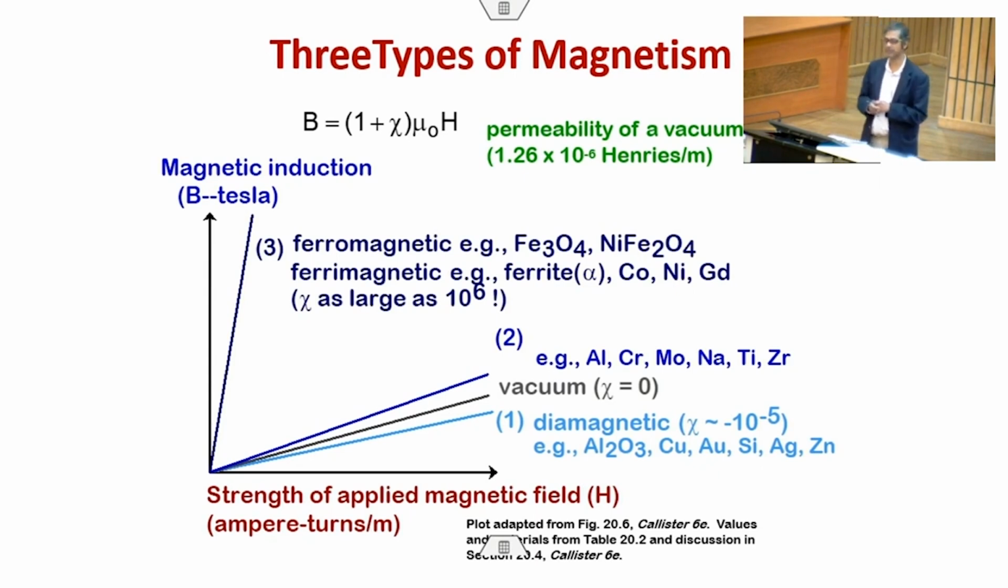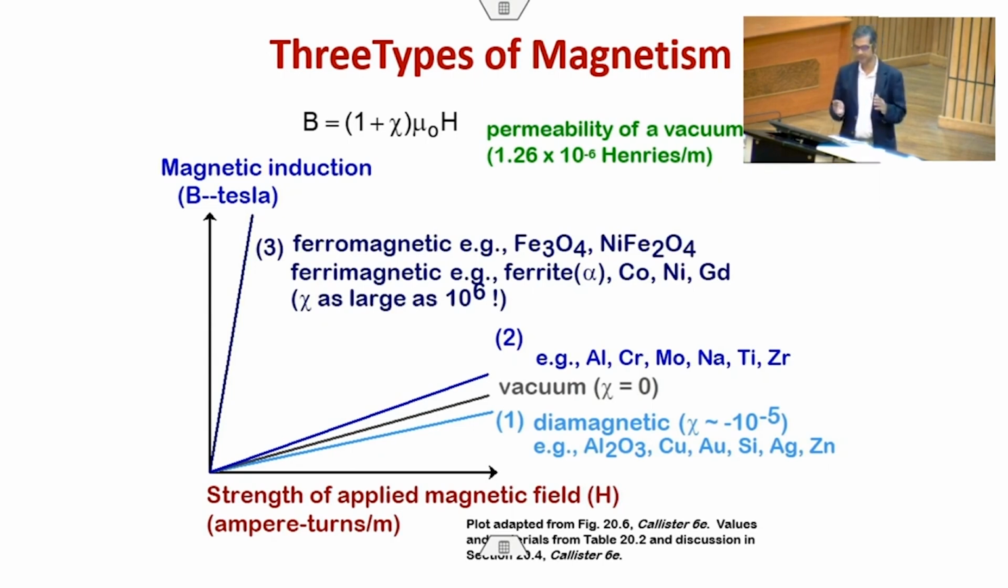So, a small effect of the applied magnetic field, it will not change much. By the way, these things are taken from Callister's book on material science, and you can refer to that. This is available on the internet, also free of cost. And then you have a third category of material, diamagnetic, we have already discussed, right. Aluminum oxide, copper, gold, silicon, silver, zinc, they have a negative value of diamagnetic chi, a very small negative value of around 10 to the power minus 5.